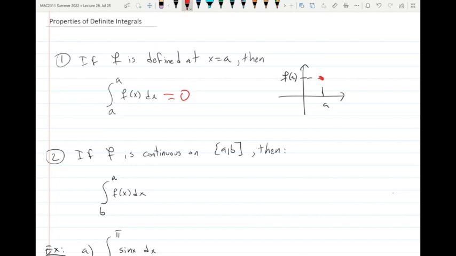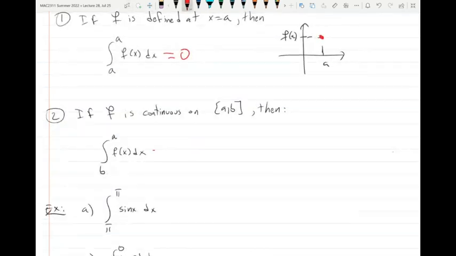Okay? You can switch the limits, but you need to put a minus in front of the integral. Okay? So that's one little rule. And basically that's because if you think about the definition, when A is less than B, remember that delta x is B minus A.